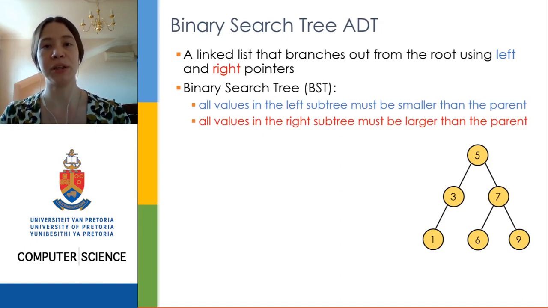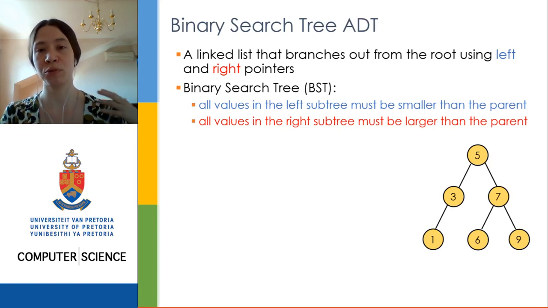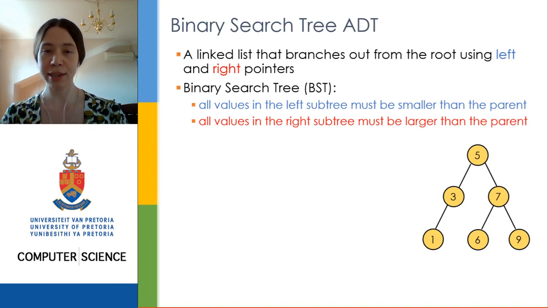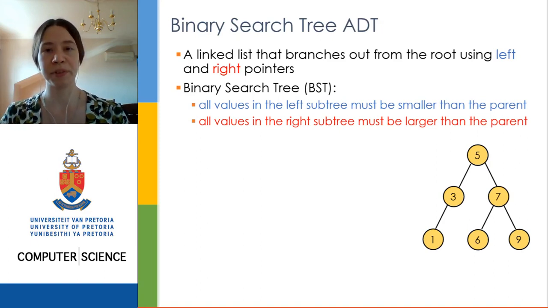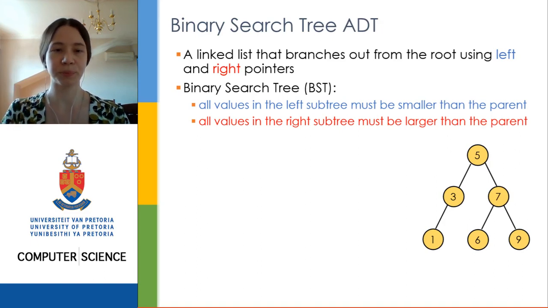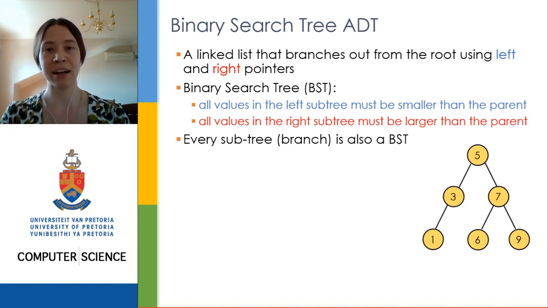For a binary tree to be called a binary search tree, the following two properties must hold. All values in the left subtree of any node must be smaller than the value stored in that node, and all values in the right subtree of a node should be larger than the value in that node. And like I have already mentioned, every single subtree of any node should also be a BST, in other words, should adhere to the same rules.